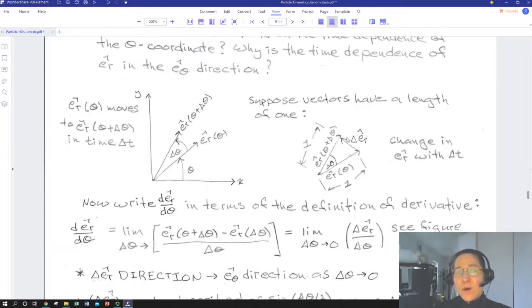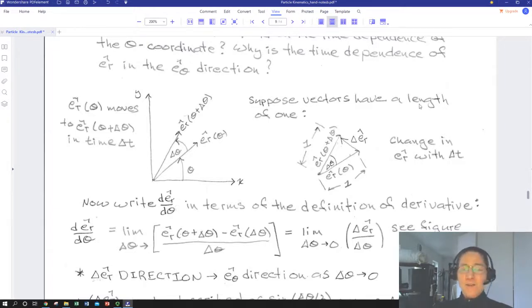Okay, so this er changes with time, and in fact it shrinks down with time, and it shrinks down with theta. So as this delta theta gets smaller and smaller and smaller, these two vectors get closer together. So let's just sum all this up and write it in terms of the definition of derivative.